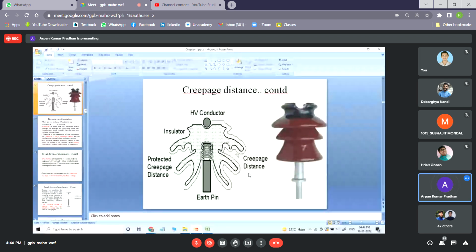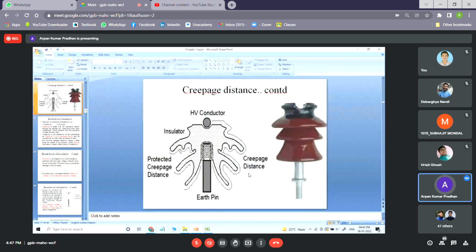Okay, now in this creepage distance there is a portion, if you can see this portion, that is not exposed to, you can say, rain. When the rain occurs, some portions can be exposed, but these portions are not exposed to that rain, and these portions which are not exposed to the rain are known as the protected creepage distance. So how is this protected creepage distance measured?